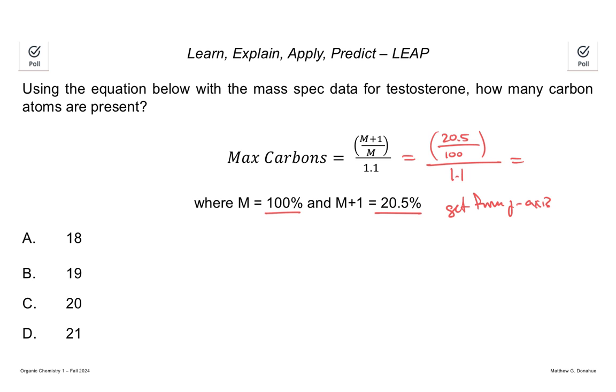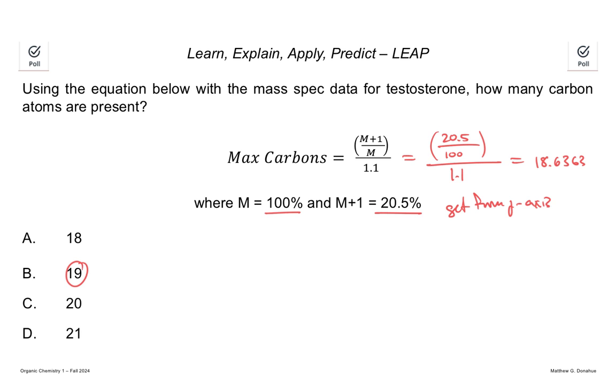And so when you do that, what do you get? So like this number, 18.63. We're going to round that up to 19. So we'll say B is the right answer.